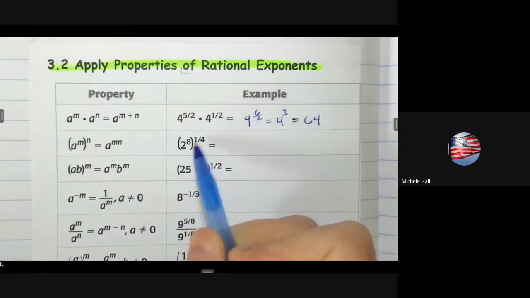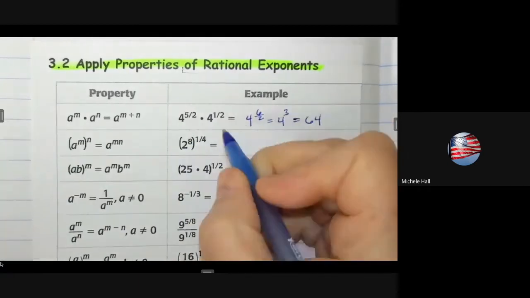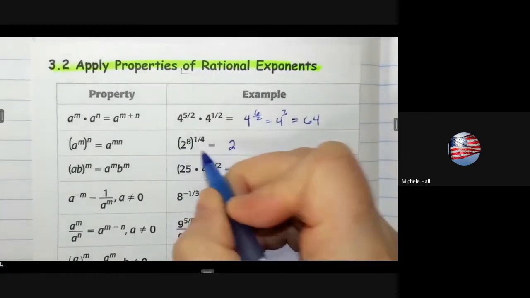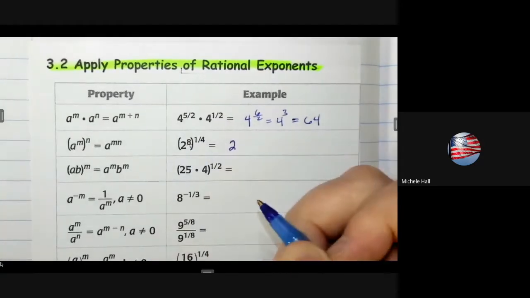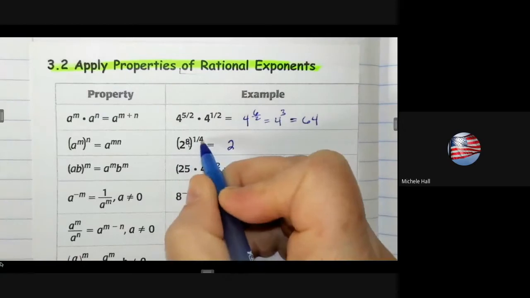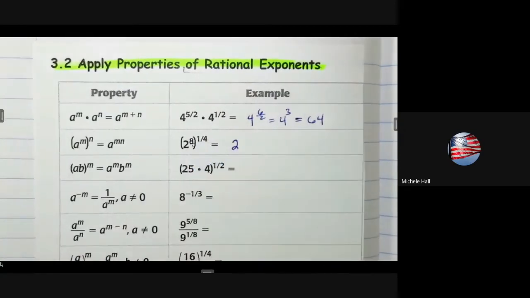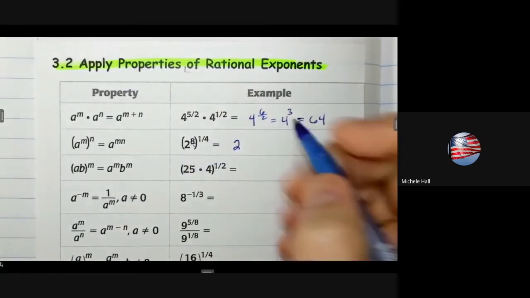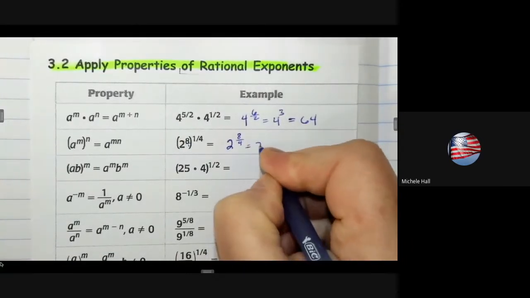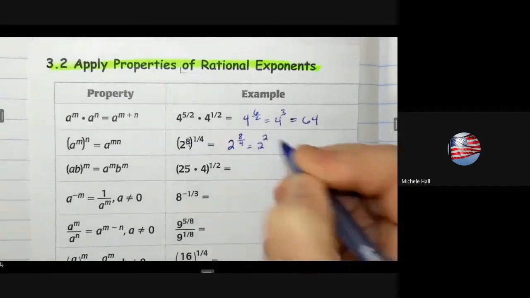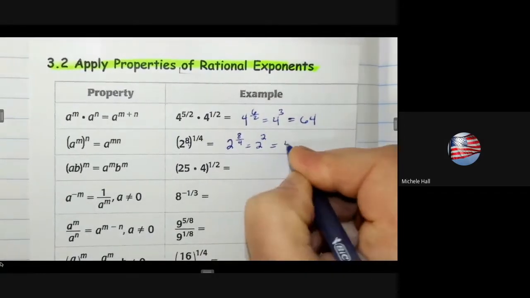We have a power being raised to a power, so we multiply those exponents. This is going to be 2 to the 8 times 1/4. Make this a fraction, multiply straight across, or cancel. I could cancel my 4 and my 8, but I'm just going to multiply straight across right now, and we get 8/4, which equals 2 to the 8 divided by 4 is 2, and 2 squared is 4.